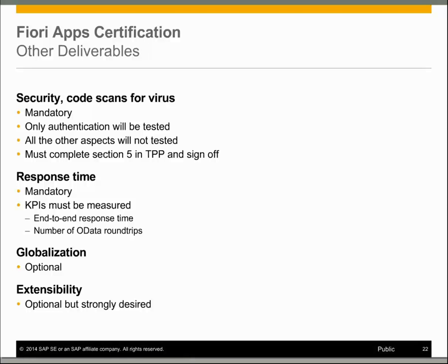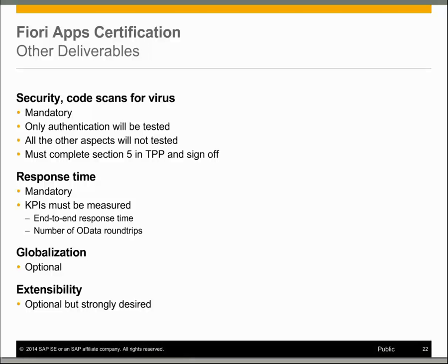And there's a document that we send to you called the technical product profile document. I'll cover that later. You will have to fill in section 5 in that document, where you state that you have read the document and you are not delivering any vulnerabilities. There, you state that you have done all the checks.